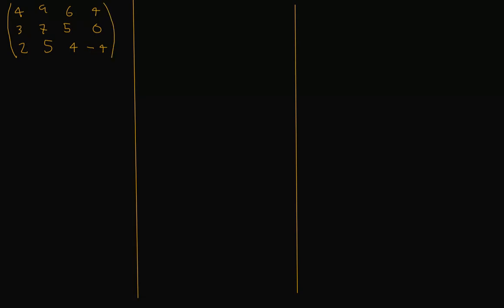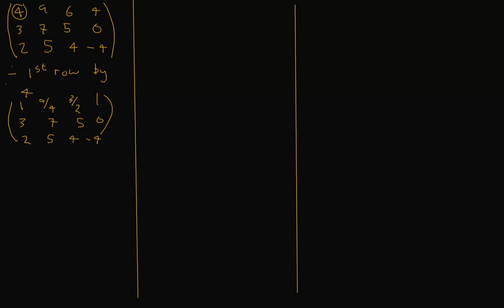Okay, so we're going to make the first column the pivot. That is to say, we're going to get this equal to 1. Now to get that equal to 1, we're going to divide the first row by 4. Let's divide the first row by 4. We're going to get 1, 9 over 4, 3 over 2, when you simplify, 1. And we are left with 3, 7, 5, 0, and 2, 5, 4, negative 4.